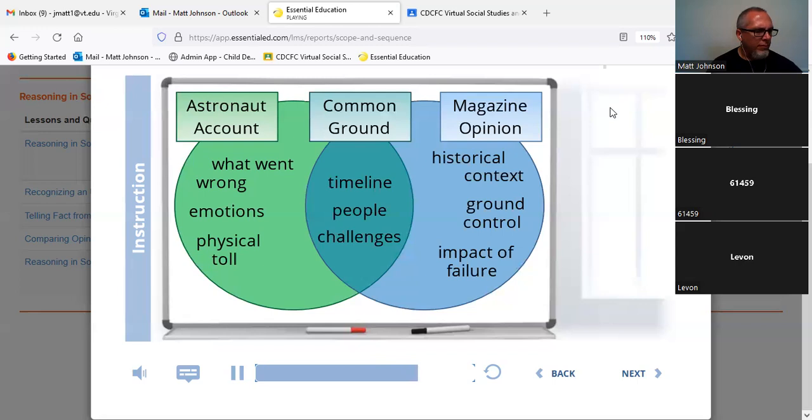Each author had different priorities on what challenges to talk about. Lovell's account focused on the challenges of survival. The journalist, however, talked about the economic challenges created by Apollo 13. Do you see what I've done here?